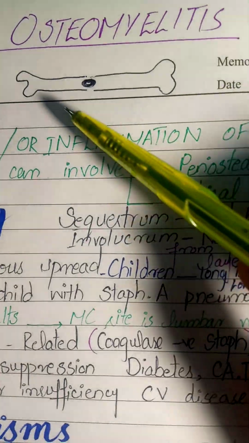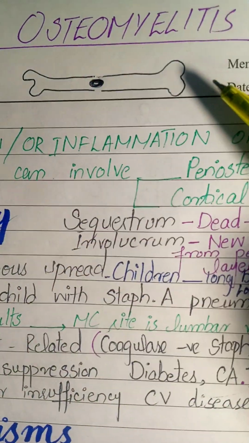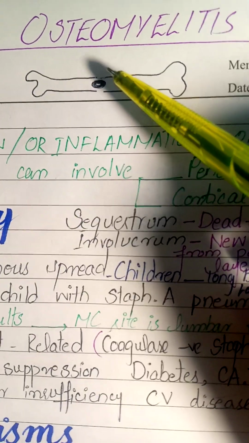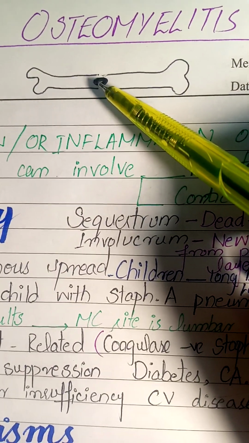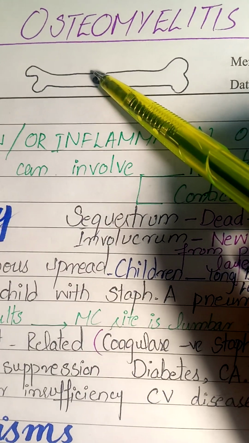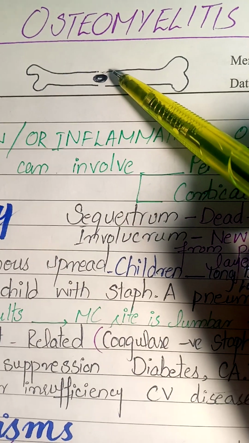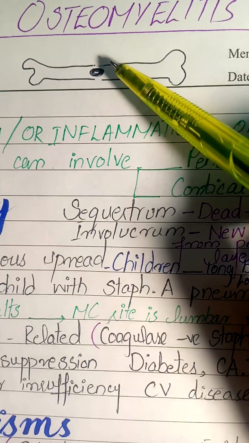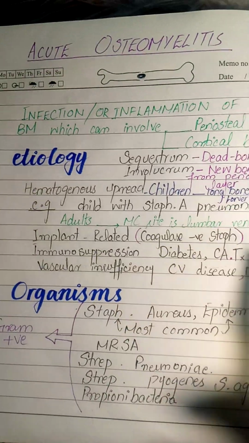For example, if this bone is infected and it results in formation of sequestrum. For example, this is sequestrum. Periosteum surrounding this sequestrum will cause formation of new bone, and that new bone will be called involucrum.